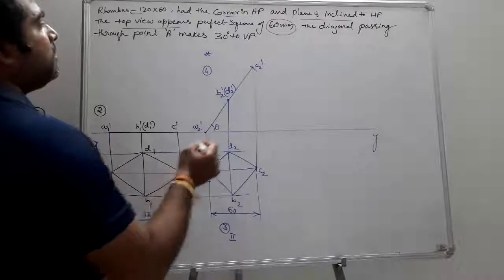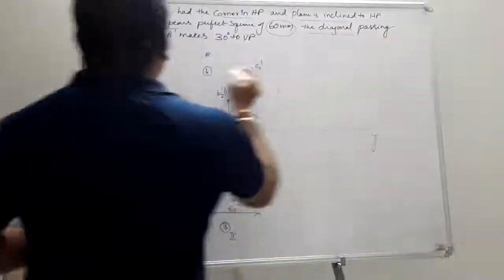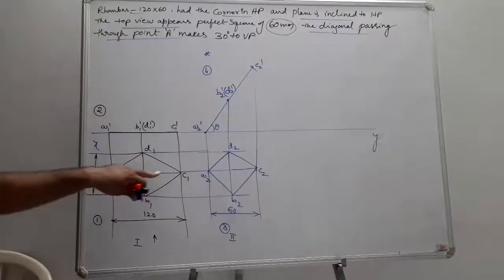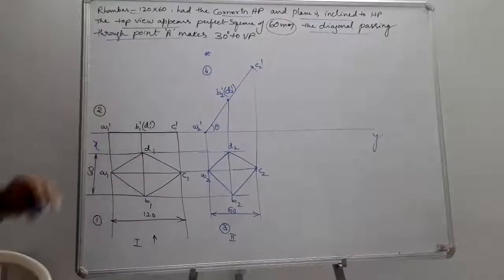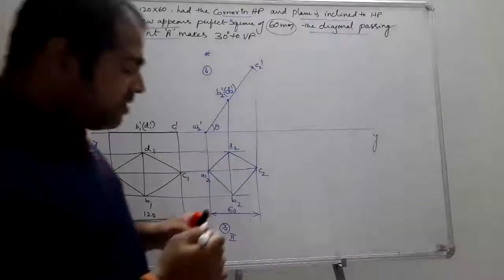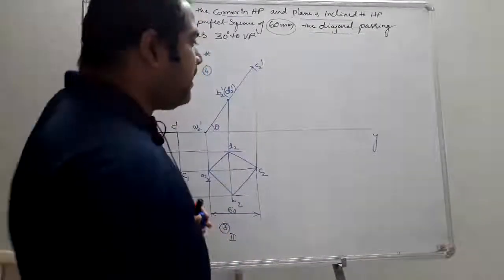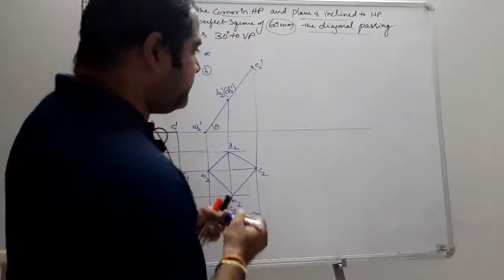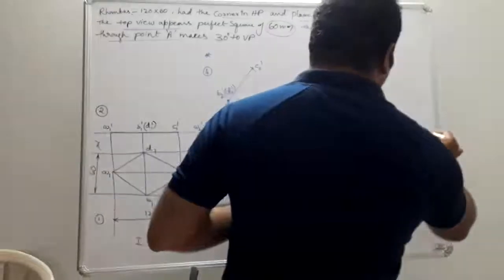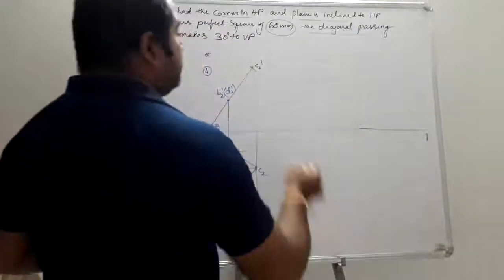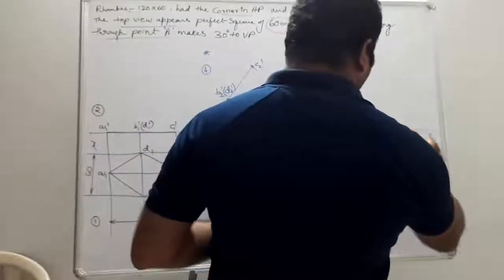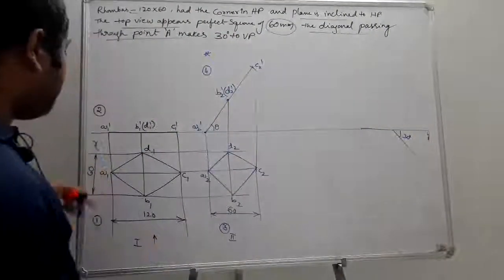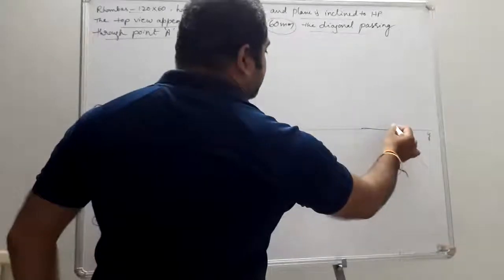Next, the diagonal passing through point A makes an angle of, this is a diagonal problem. Once the diagonal passing through the point A makes 30 degrees to VP, we have to find the apparent angle. So how can we find the apparent angle beta? Simply, you draw a line XY. From XY, you draw a line of 30 degrees first. And mark my point as A here. First of all, this is A.